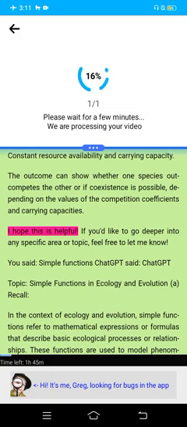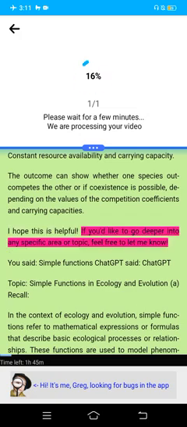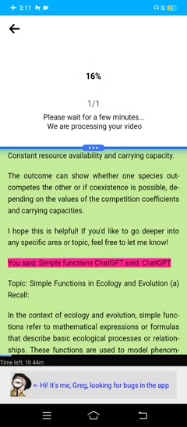I hope this is helpful. If you'd like to go deeper into any specific area or topic, feel free to let me know. You said, simple functions.